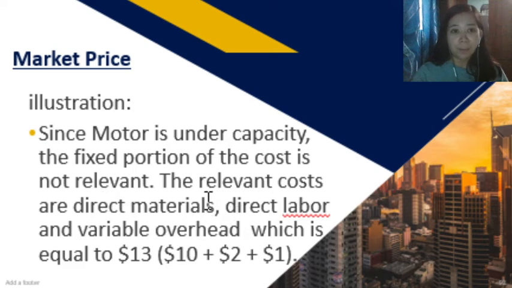Therefore, the relevant costs for producing the motors will include direct materials, direct labor, and variable overhead. These are all variable expenses or costs, and they total $13. This is lower compared to the full cost of $31, because again, we did not regard fixed cost as relevant.